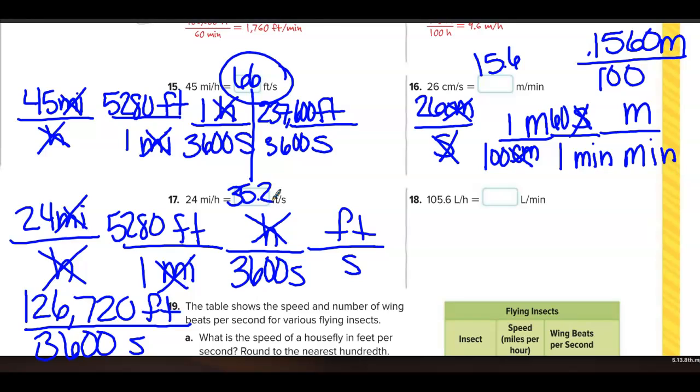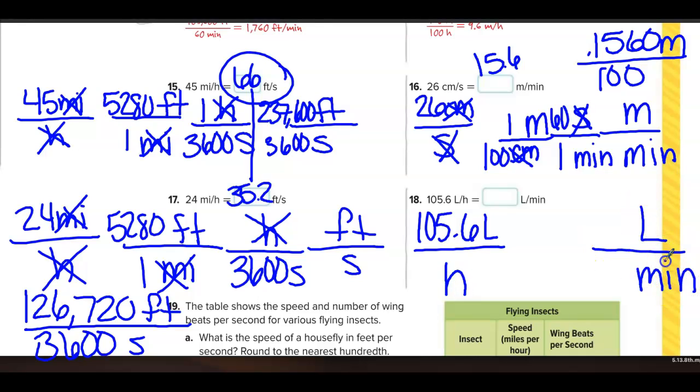The last one, I have 105.6 liters per hour. I want to end up with liters per minute. This time I'm only changing one label because I started with liters and I end with liters. So I'm changing my hour. Since it's on bottom, I'm going to put it on top. I want my bottom label to be minutes, so I write minutes on bottom. There are 60 minutes in 1 hour, so I can cross off my hours label.